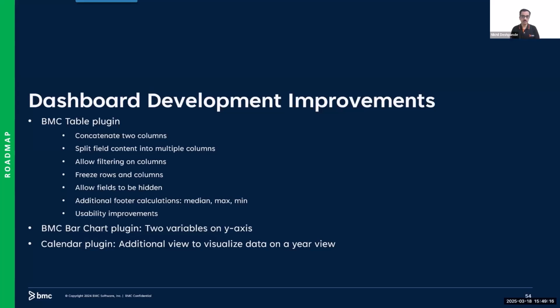Bar chart plugin, BMC bar chart plugin, we are considering allowing two variables on the y-axis. Today we just support one variable on the y-axis and one on the x-axis. But if you want to see the correlation of two variables against a common variable on the x-axis, we will facilitate this change in one of our upcoming releases. The calendar plugin is being upgraded so that in addition to a daily, weekly, and monthly view, there will also be an annual view so that you can view all the upcoming changes for an entire year. It could be changes or releases, whatever.